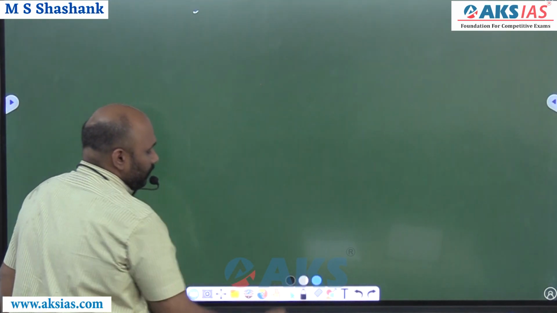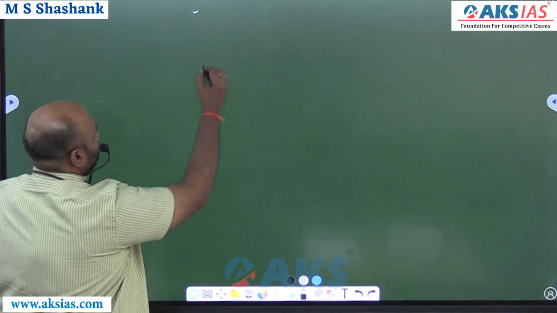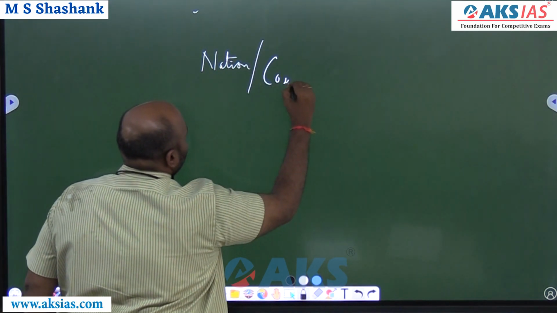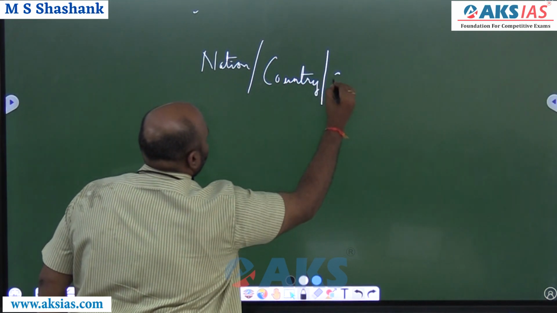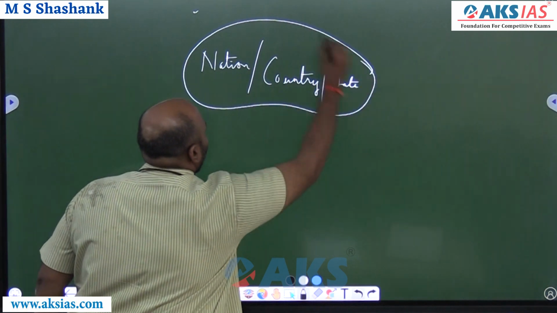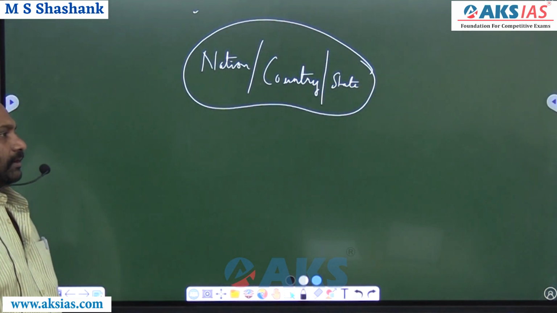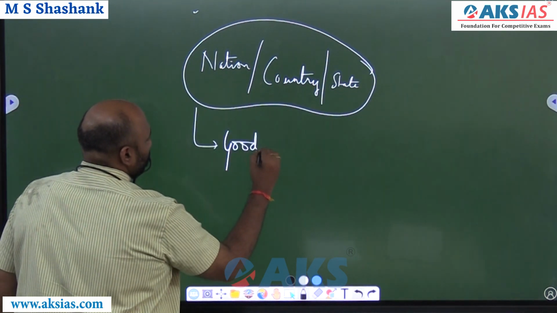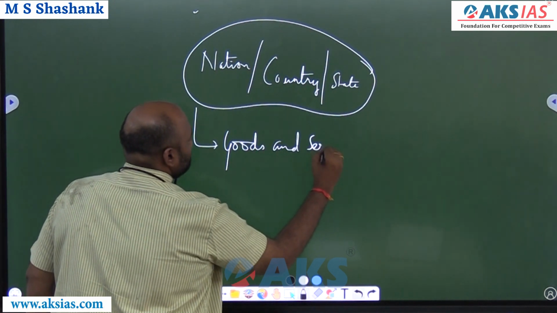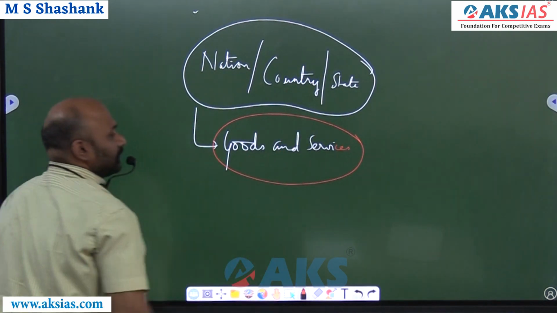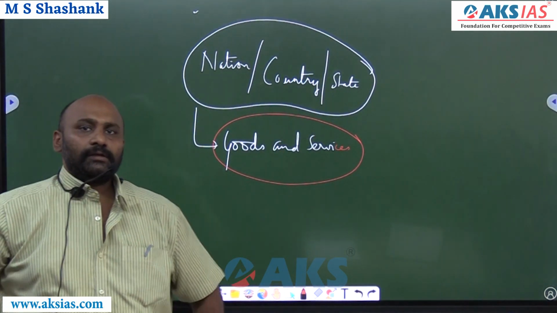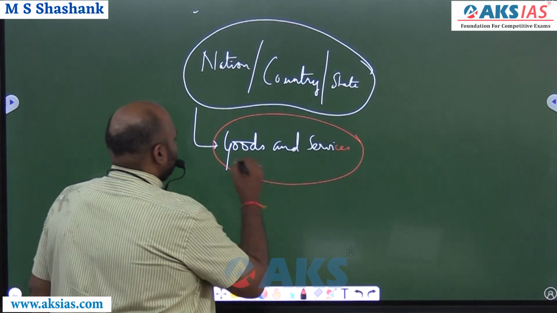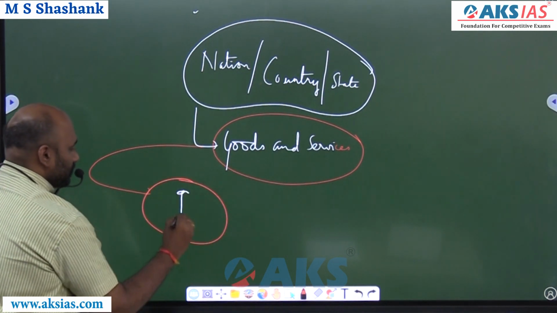Now, please try to understand, in an economy, from a nation or a country or a state, whichever may be the form of government. Please try to understand. End of the day, this country will require something called goods and services. These are a must for a country. Why? It is because goods and services will be directly linked to a person.